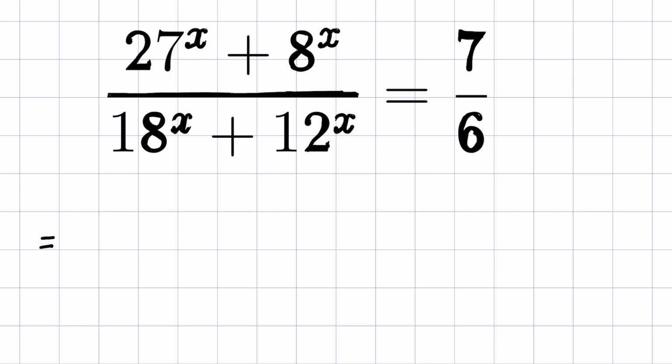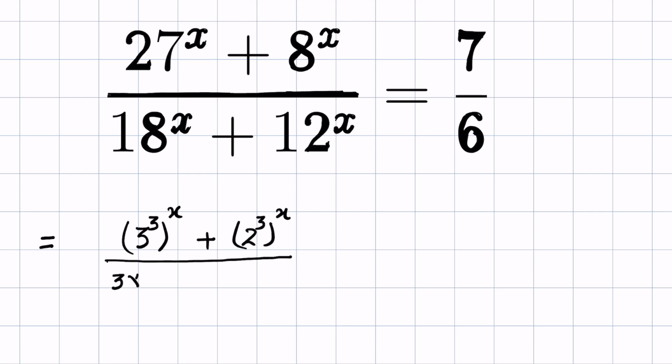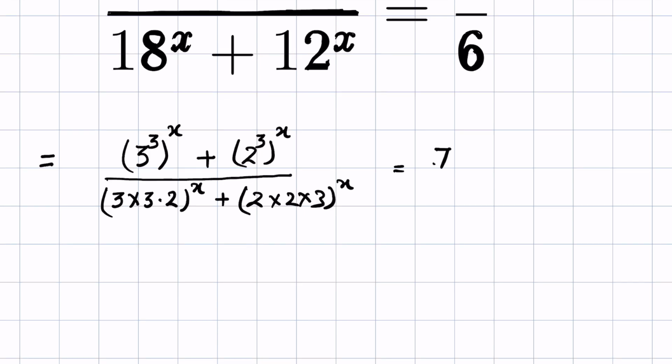So 27 we can write in the form of exponent as (3^3)^x, plus 8 as (2^3)^x, upon 18 as (3 times 3 times 2)^x, plus 12 is (2 times 2 times 3)^x, is equal to 7 upon 6.